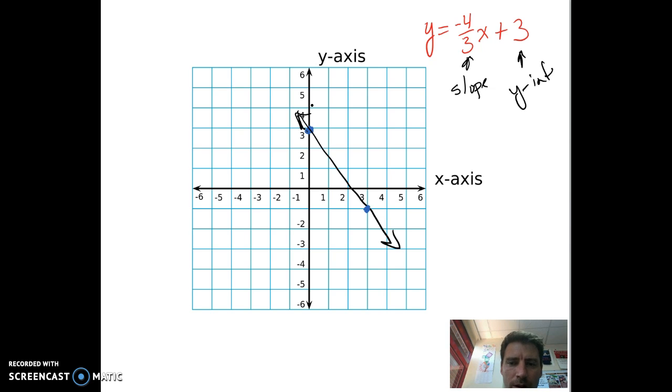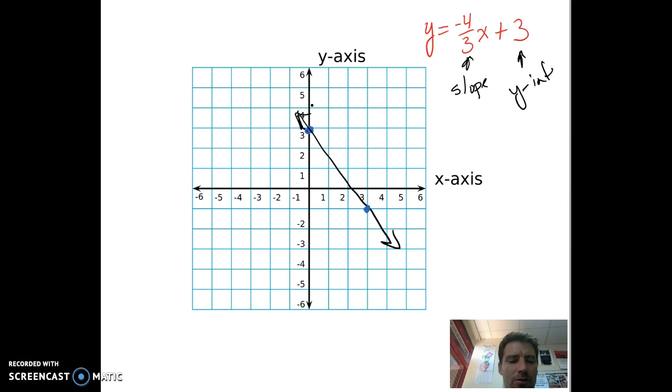Remember, slope is rise over run. So I rise, or I actually went down, and then I ran. So that's a quick brief on standard form, using x and y intercepts to graph a line, and changing standard form to slope-intercept form.